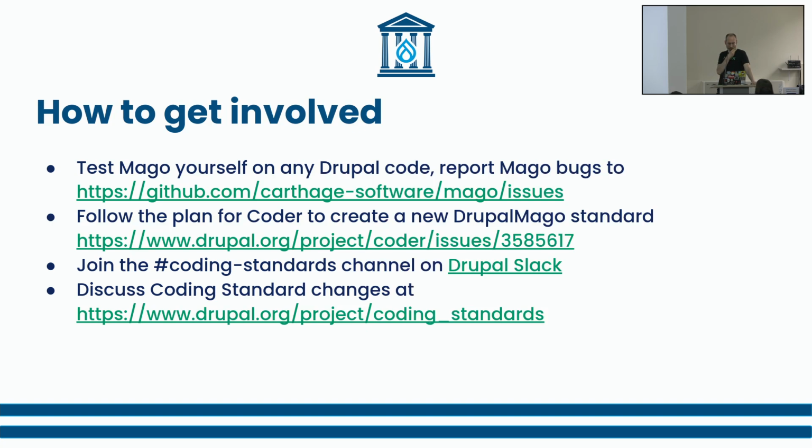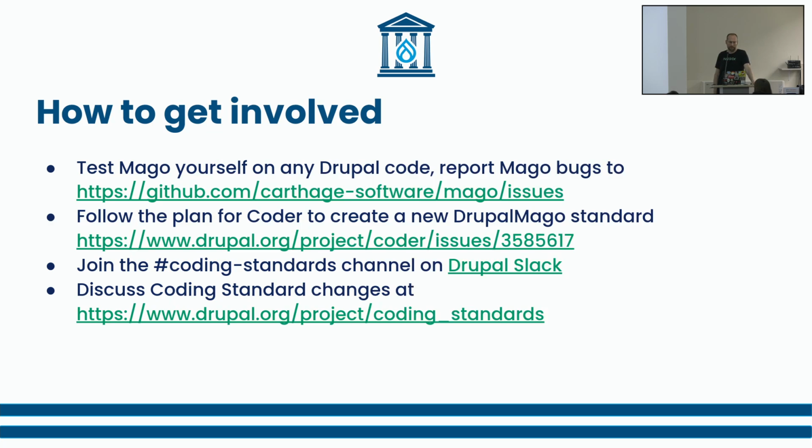How do you get involved? You can test Mago yourself, and if you find any issues, open the issues there, and the maintainer is very responsive, so I like that. We have a Coder issue where we have the plan to create this new Drupal Mago standard, which is very good. You can also join the coding standards channel on Drupal Slack, and you can discuss coding standards changes with the coding standards committee at the coding standards project.